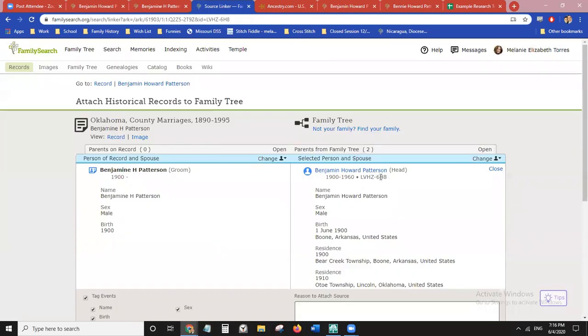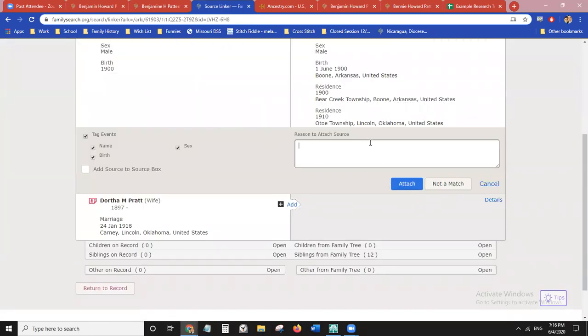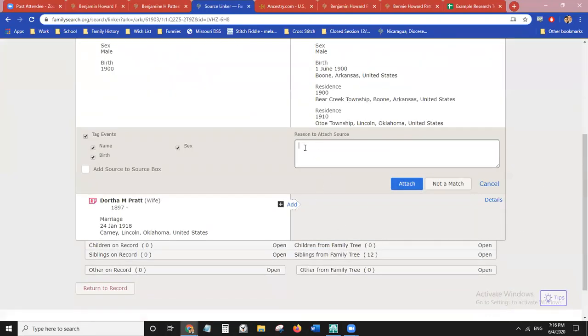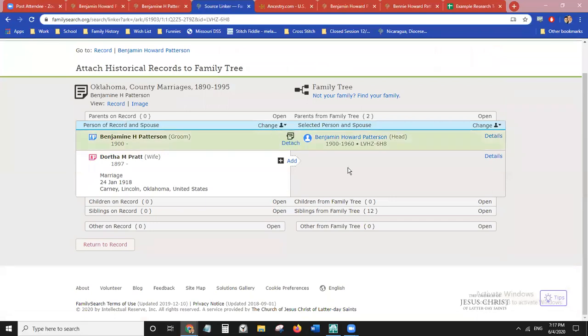So you can go ahead and attach. And now if you're not quite sure if this is a real match, or if you have a reason why you need to explain why the source is a good match, this is the place to type that up. You can choose what you want to use it to source. It's not necessary to always write a reason why you're attaching it, as long as it's fairly straightforward. But that is where you would do that.